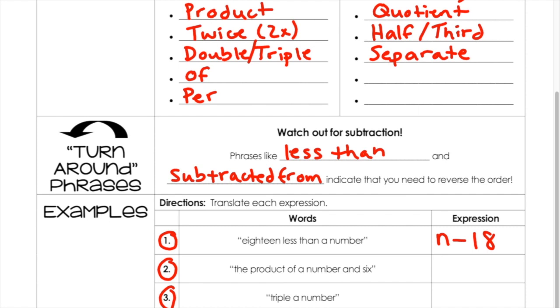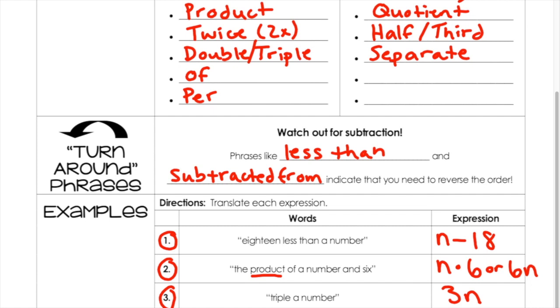For number 2, it says the product of a number and 6. Remember, product is the answer to a multiplication problem, so I'm going to be multiplying. I don't know what the number is, so I'm just going to write n times 6. Or you could also just say 6n. Either way, you're multiplying the two together. The order does not matter because of the commutative property. And then number 3, we have triple a number. That means we're multiplying a number by 3. We don't know what the number is, so I'm just going to use the letter n to represent that.